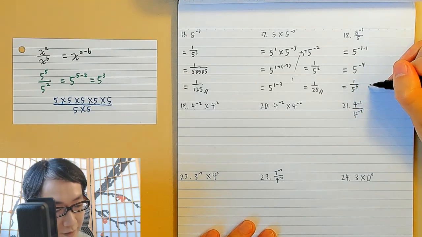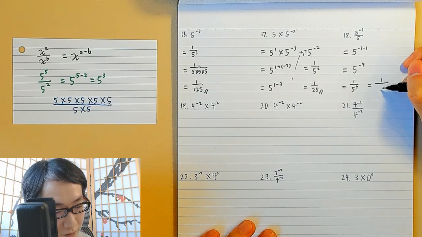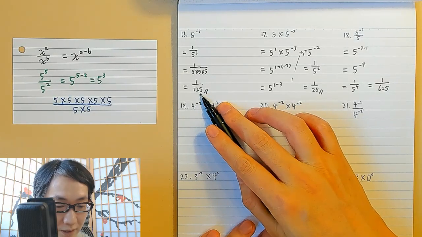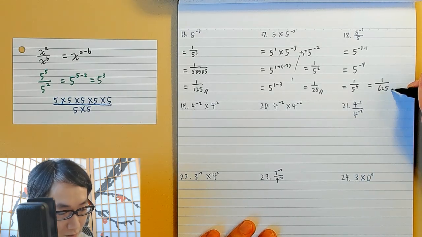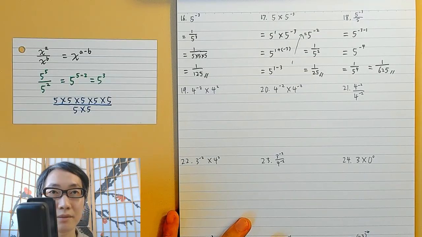And then this is 1 over 5 to the power of 4. Okay. So this is 5 to the power of 3 times 5. This times 5 is this. So yeah.